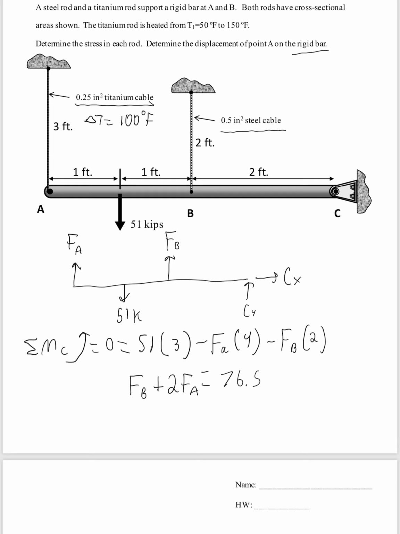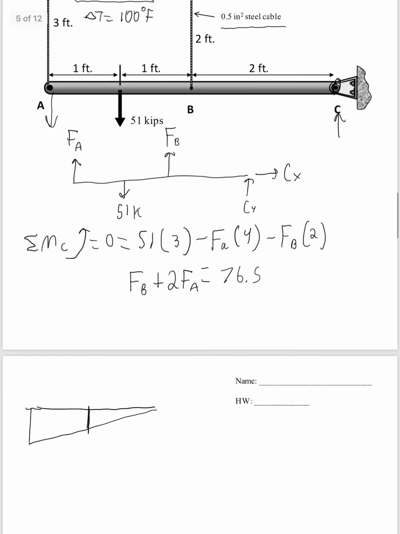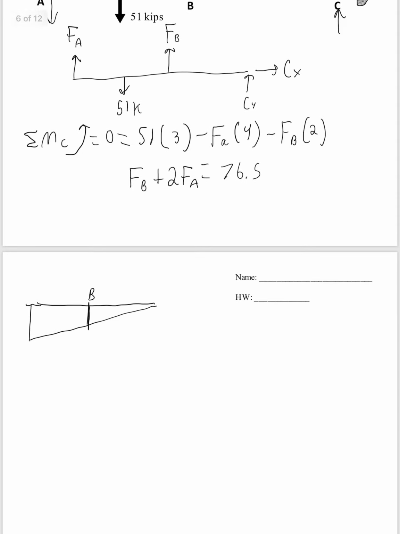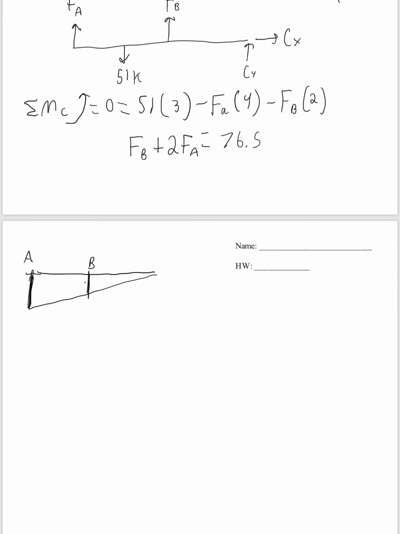So we can do compatibility. We know that it's going to stay locked at point C right here. That point's not going to move. But this side is going to be pulled down. So our triangle would end up looking like this. We know this distance right here, that is B, and this side is A. This distance here that moves down is the change in B, and this is the change in length of A.